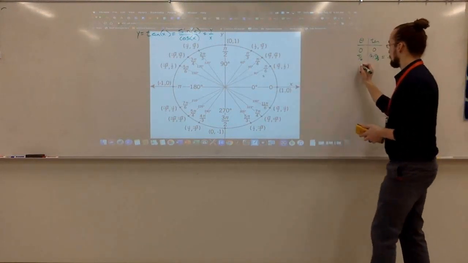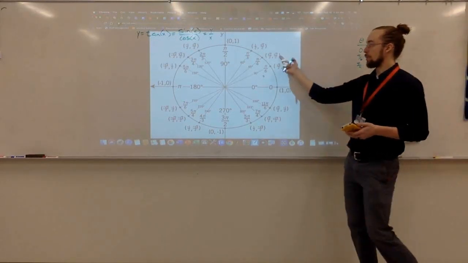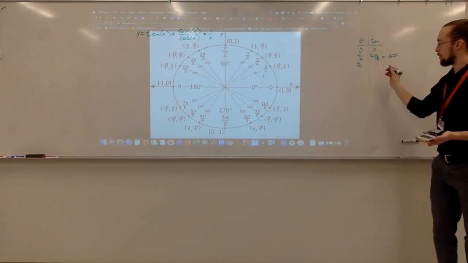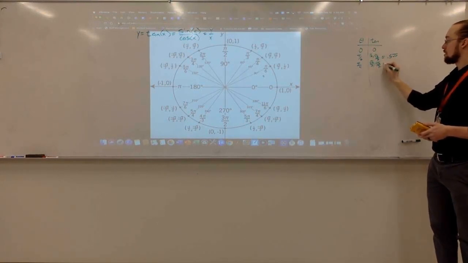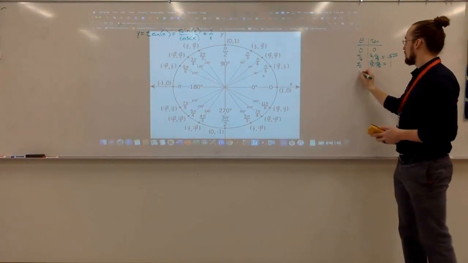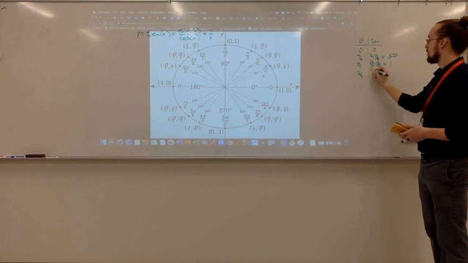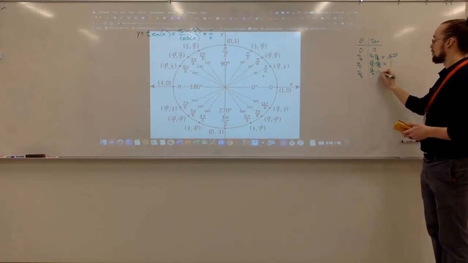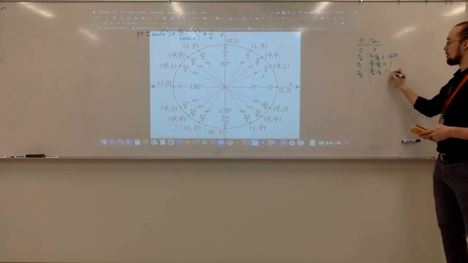Then at pi over 4, we'll have the square root of 2 over 2 over the square root of 2 over 2. That would obviously just be 1, right? Same thing over the same thing. Pi over 3 then. We'll have the square root of 3 over 2 over 1/2, which is going to be like 1.732.